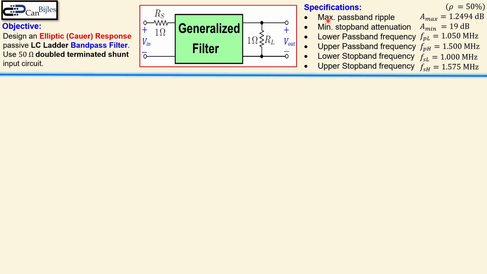In addition, we have these specifications. We see the maximum passband ripple, minimum stopband attenuation. The values are shown, also the lower and the upper passband frequency and the lower and the upper stopband frequencies. And we will verify these also later in the SPICE simulation results. So let's look at our solutions step by step.